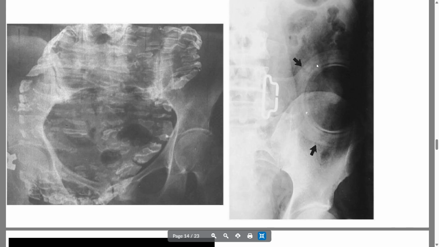On the right, you see a clamp here, and then this circular artifact overlying the iliac wing. In this case, this is a really good example of what a colostomy bag looks like, something that you may see a lot, especially in patients with GI disorders like Crohn's disease.